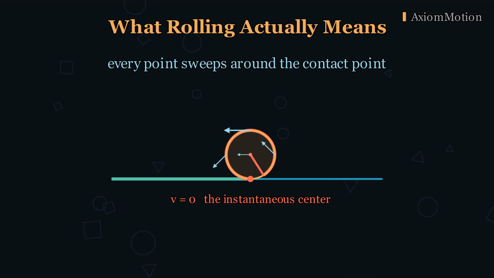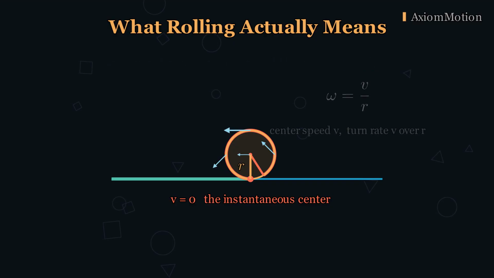At every instant, the contact point of the rolling coin is momentarily at rest. It is the instantaneous centre of rotation. So at each moment, the whole coin is pivoting around its contact point. The centre sits at distance r from that pivot, which means if the centre moves with speed v, the coin turns with angular speed v over r.